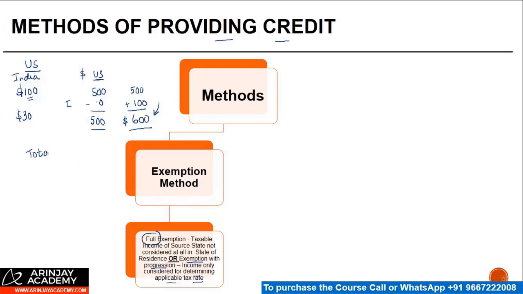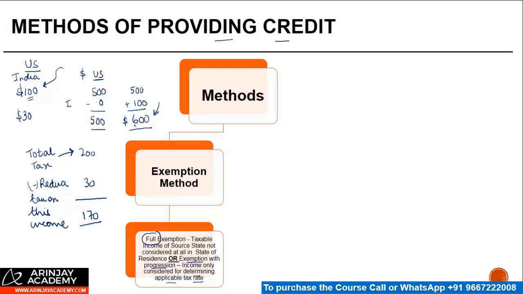Once you get the total tax on 600, let's say it is 200, just a figure that I'm saying here, then you calculate what would be the tax on this 100 and reduce that tax from the total tax which is due. So let's say if this tax were 30, 170 is what you pay.